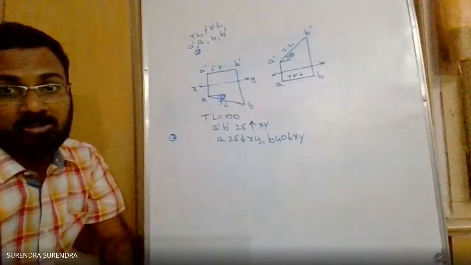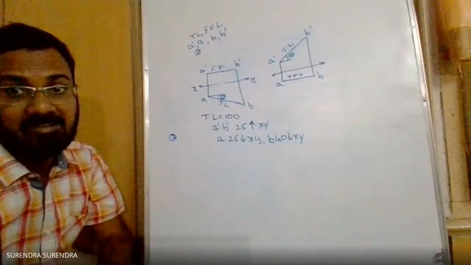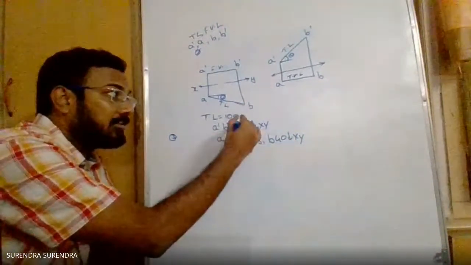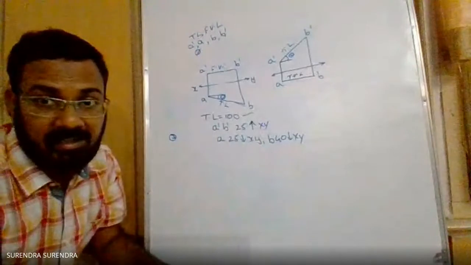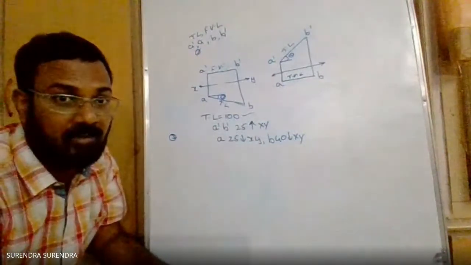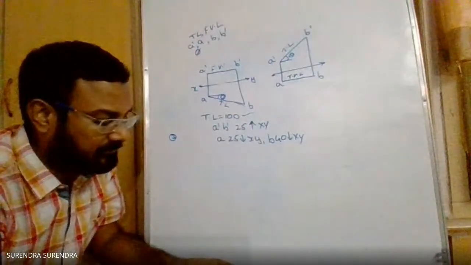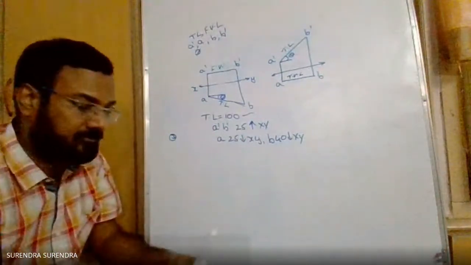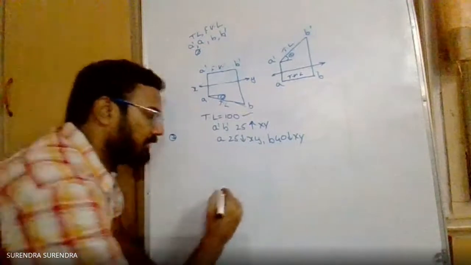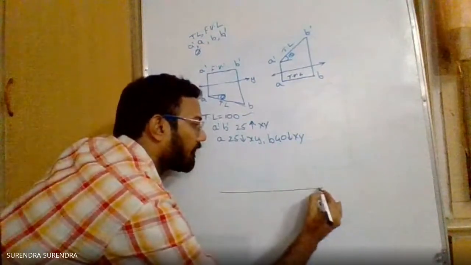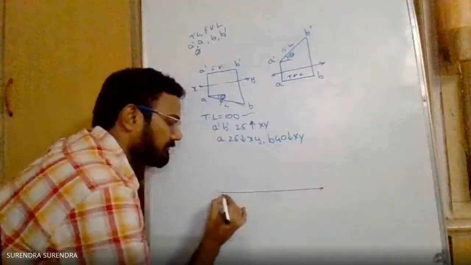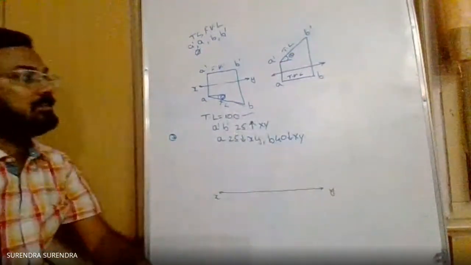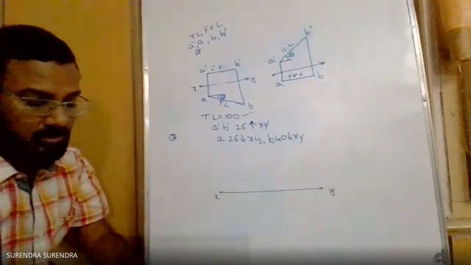Respectively, draw the projections and find its inclination with the vertical plane. True length is given and we are asked to calculate the inclination with the vertical plane, which means the phi value. Phi is not given. So starting the problem, just draw the XY line, X, Y, and try to represent these points on the figure.